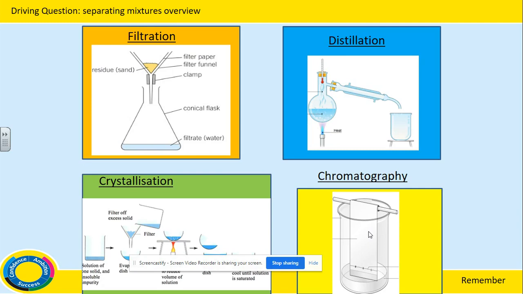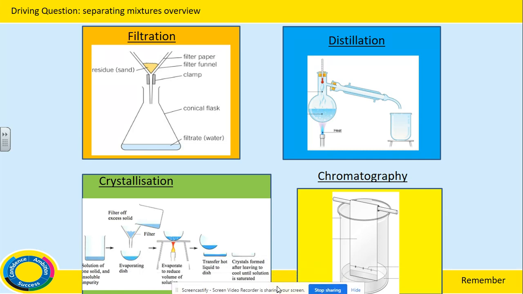So one, filtration, is used to separate a solution where the solute did not dissolve in the solvent. Distillation is used to separate two liquids of separate boiling points. Chromatography is used to identify different colors that make up a substance. And crystallization is removing crystals from a solution.